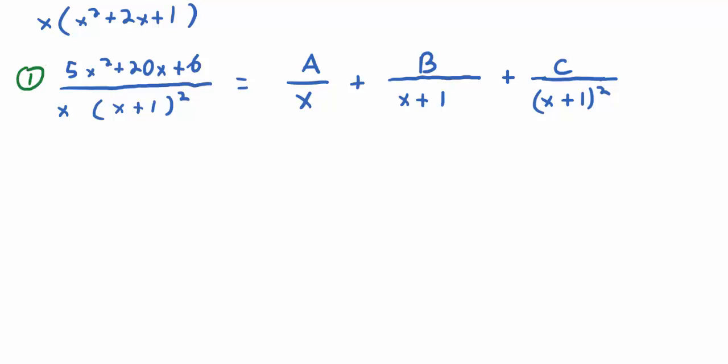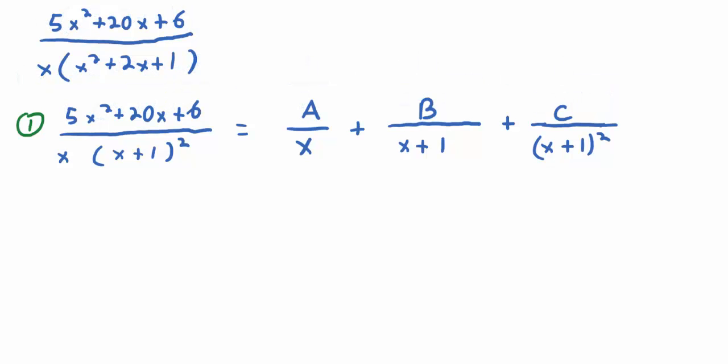Setting up the decomposition, make sure you factor the denominator. Step 2, what did I say to do? Multiply by the denominator on the left side. Yeah, clear out all the fractions by multiplying through by the LCD, which is going to be the denominator on the left side. So if you multiply both sides by the LCD, you'll always just end up on the left side with the numerator, in this case 5x squared plus 20x plus 6.